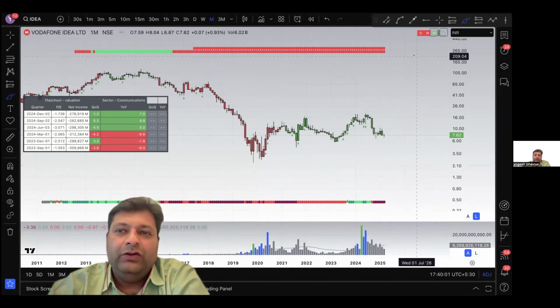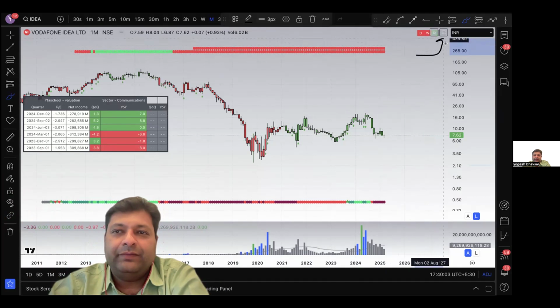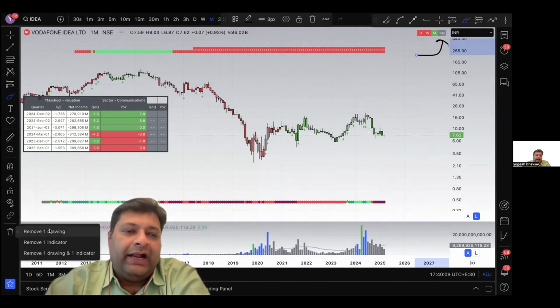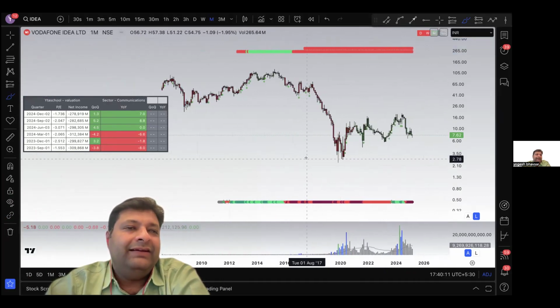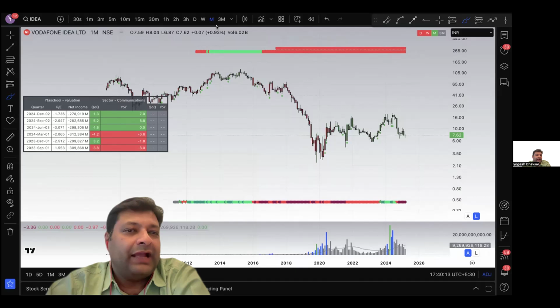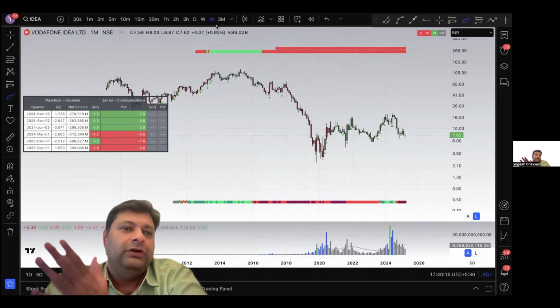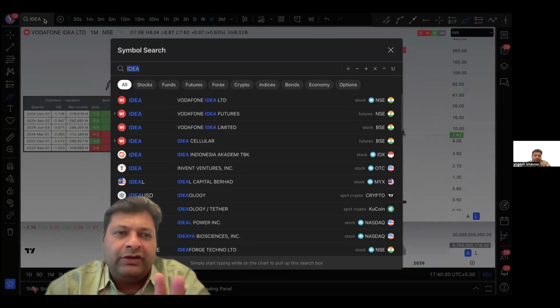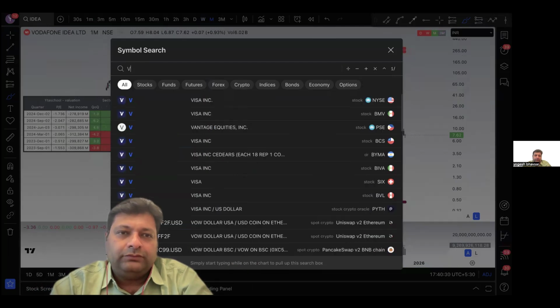Now there is one thing known as this gray color. It can be on the 3 month or weekly or daily or whatever. Gray means that it does not have enough data to calculate, like a new IPO, or on a monthly or 3 monthly the data is not enough.